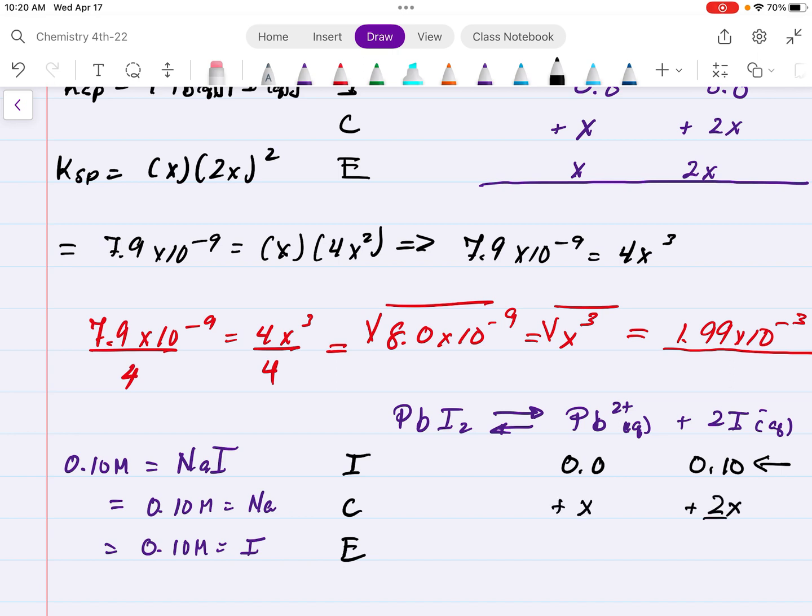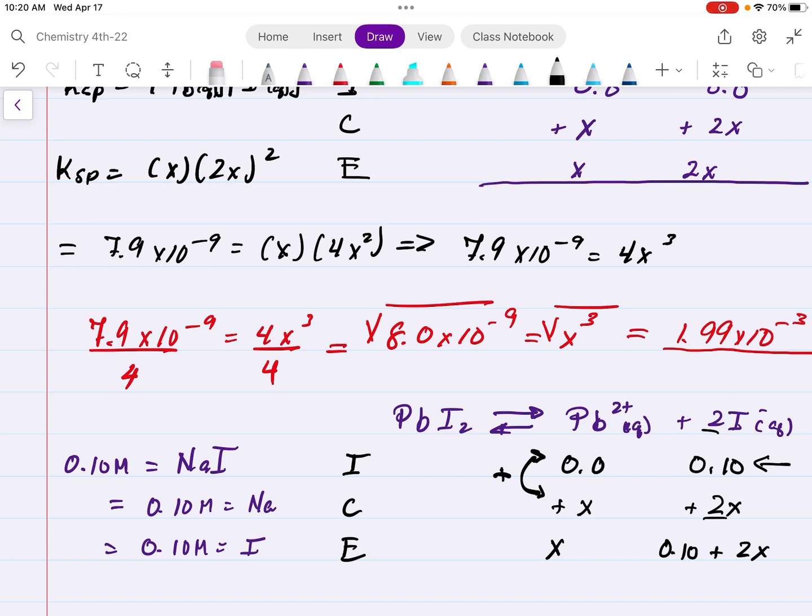Remember, the 2 comes from this guy right here. Okay, now at equilibrium, here's where we're at. We're going to be with x, and then this is going to be the 0.10 plus that 2x, right? Because remember, the equilibrium is this plus this, right? So this is where we're at.